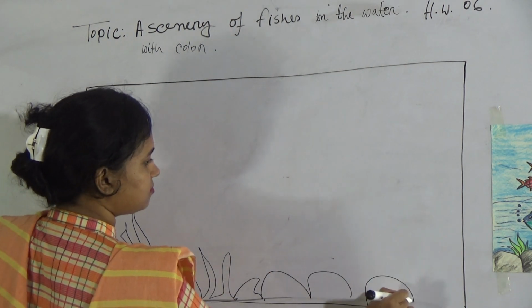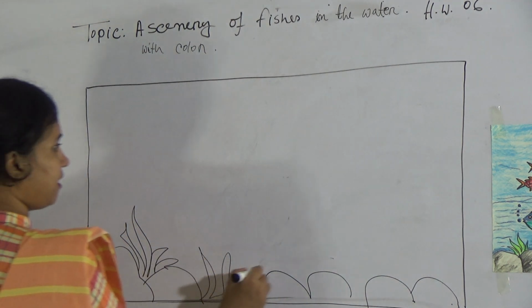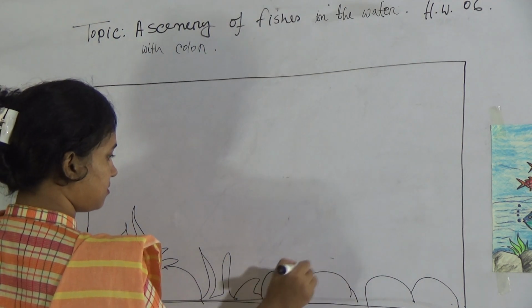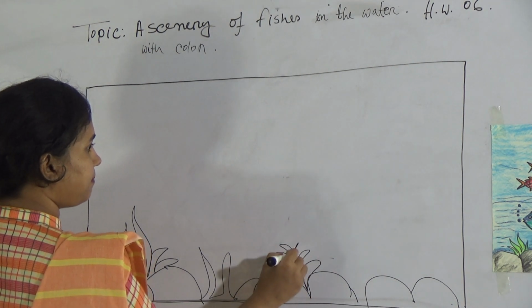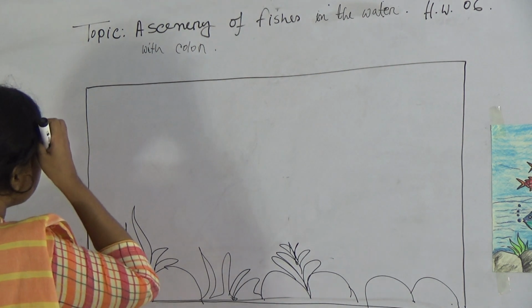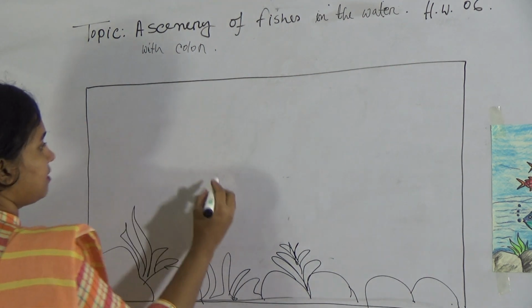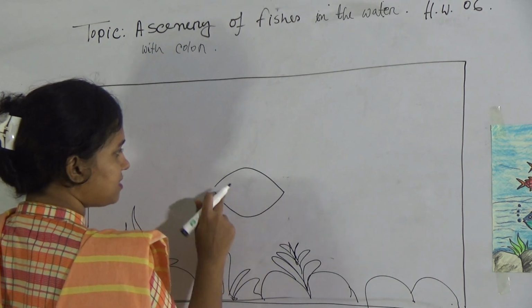Give the stone. Okay, and then again give some tree plant, the water plant like this, and then you will draw the fishes. A big fish look like this. Just draw this type of line.